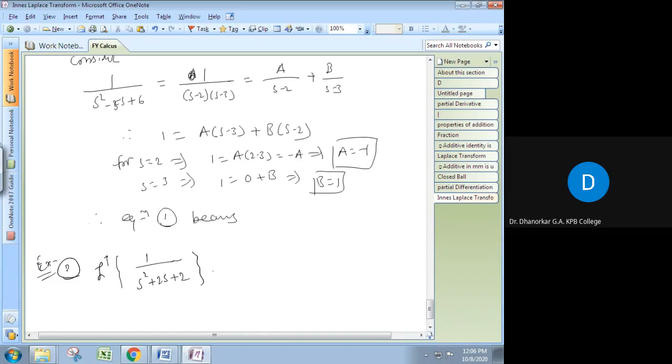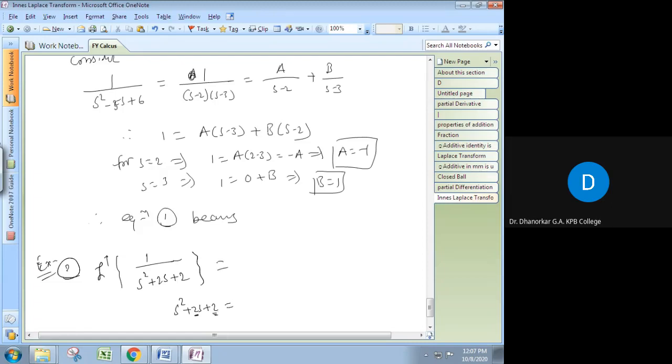Can you find factors for this? What are the factors of s square plus 2s plus 2? इसके factors क्या हैं? We know this is a quadratic equation, but it's not possible. Your factors won't be possible. The addition should be 2 and the product should be 2, and we will not find factors. ठीक है?